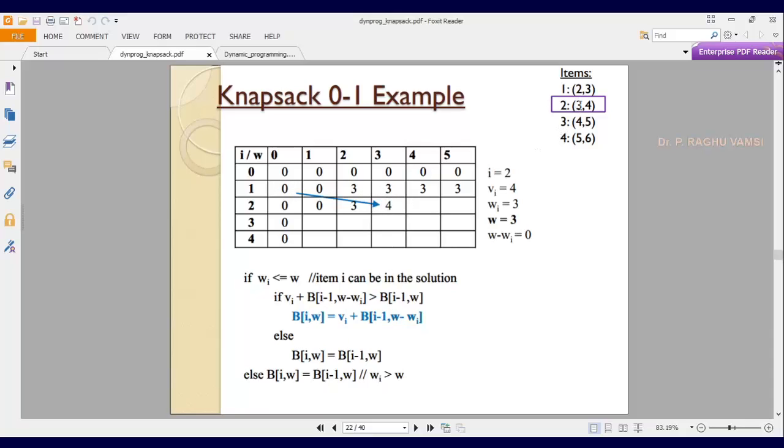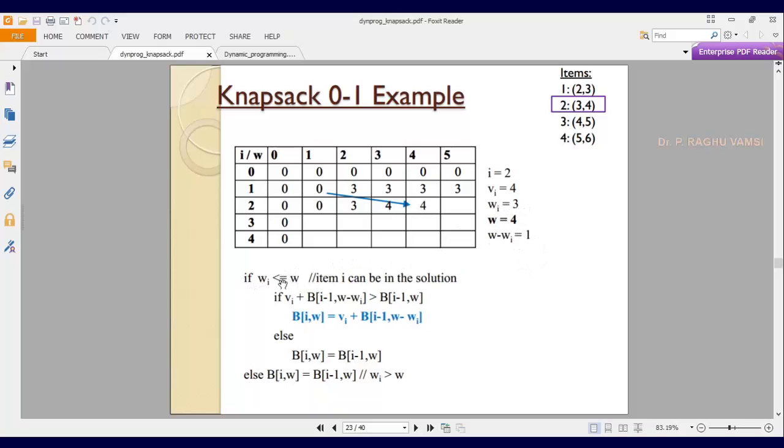That means exactly 3 will fit here. Whenever exactly 3 fits, the corresponding benefit to be placed here is 4. Next weight to be fitted is 4. Already 3 was fitted here, so we cannot achieve more than this. So we are supposed to compare. We are supposed to check for the weight. W is equal to 4. Currently the weight of item 2 is 3. 4 minus 3 is equal to 1. So we are supposed to check the condition here.